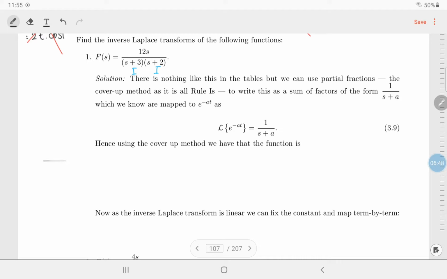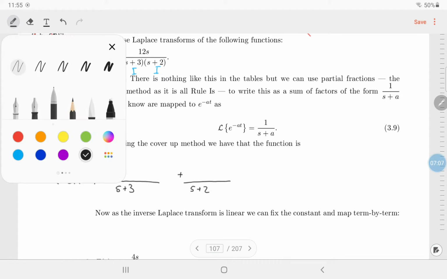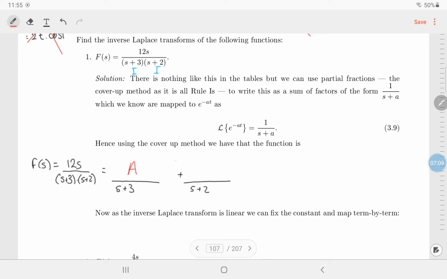And if it's all rule 1s, that's happy days, and we can use the cover-up method. So our big F of s, the thing we're trying to send back, we know is equal to some constant over s plus 3 plus some constant over s plus 2. So I'll just put them in for a second, A, B. So this is what partial fractions theory tells us. But because they're both rule 1s, we can just do the cover-up method. So what does the cover-up method do?